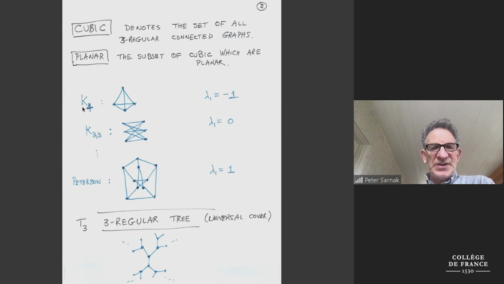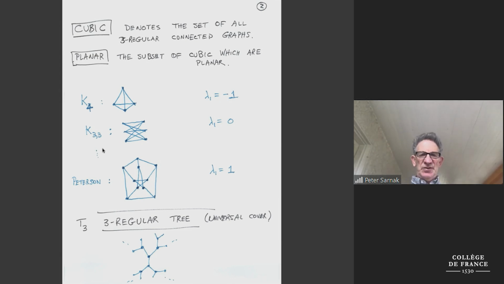The smallest of all these, the smallest three regular graph, where I don't allow loops and I don't allow multiple edges, is K4, which is just the complete graph on four vertices. There's an eigenvalue. We'll return to that in a minute. And then the next smallest is a bipartite graph, K33. Bipartite means that the vertices can be broken into two sets of equal size and all the edges run between the two sets.